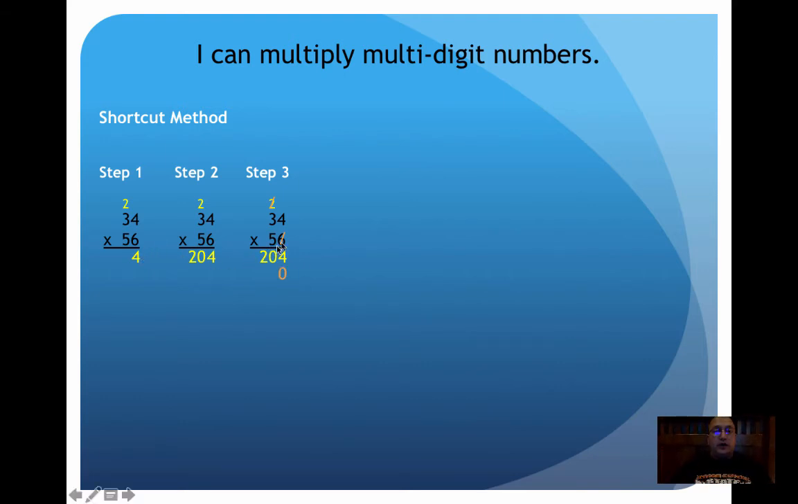So now we're going to do the exact same thing, except we're going to start with the tens place and we're going to multiply these two numbers. So in our next step, we've got 5 times 4, which is 20. The 0 goes down and the 2 gets carried.